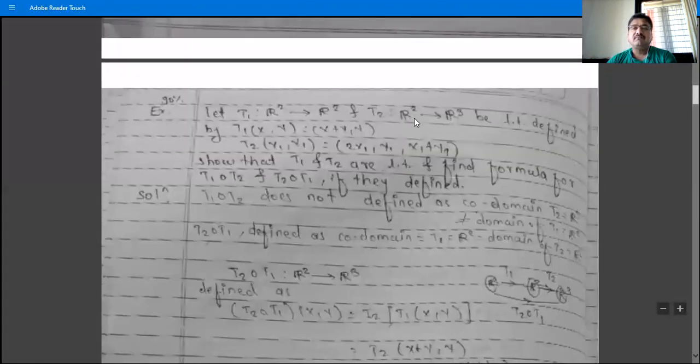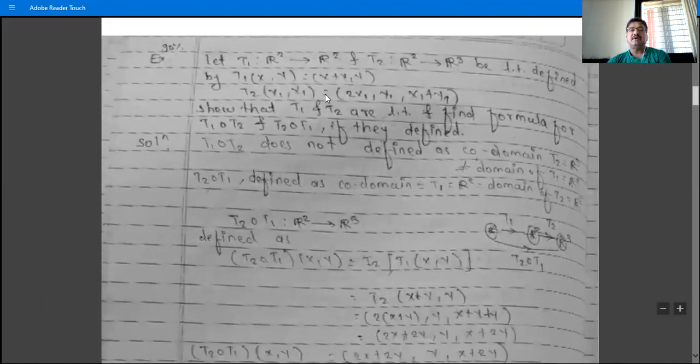Okay, so for example, let T1 be from R square to R square, and T2 from R square to R cube. That is, the codomain of T1 is R square and the domain of T2 is R square. These two are the same, and so T2 circle T1 is defined. But T1 circle T2 is not defined, because T2 is a function from R2 to R3, so its codomain is R3, and the domain of T1 is R square. These two are not equal. So T2 circle T1 is defined, but T1 circle T2 is not defined for these functions.